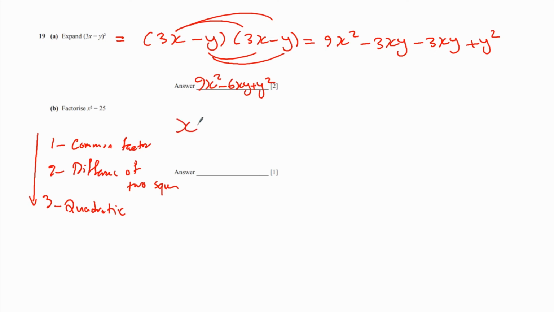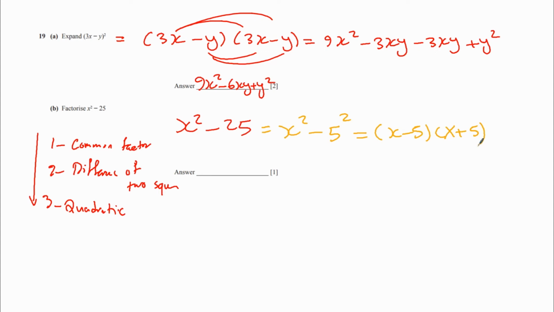So when we look at x squared minus 25, is there a common factor in here? There isn't any common factor. Then we move to the next step, which is difference of 2 squares. So do we have 2 squares in here, 2 full squares? And the answer is yes, because we have x squared and 25 is 5 to the power of 2. So we have two full squares, which is a difference of two squares. And the answer for this is x minus 5 times x plus 5.